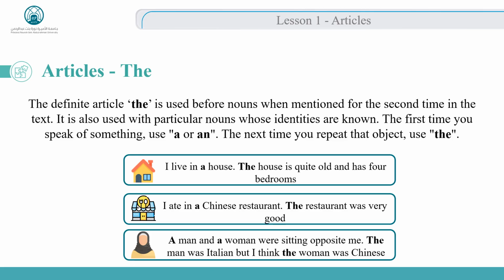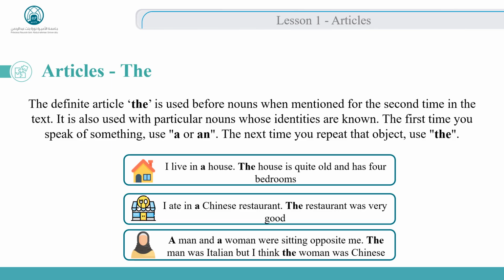As I told you, English has 2 types of articles: indefinite articles and definite articles. We have discussed together the indefinite articles a and an, and I guess now we know when to use a and when to use an. Now we move to the definite articles, and English has only one definite article, which is the.